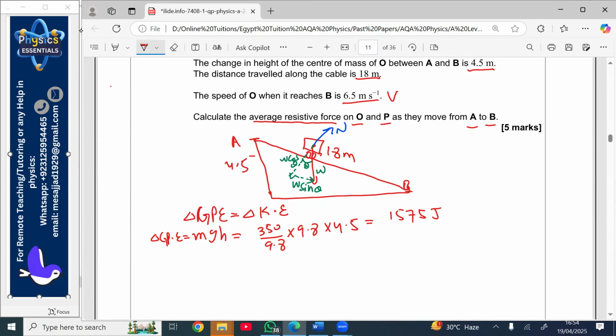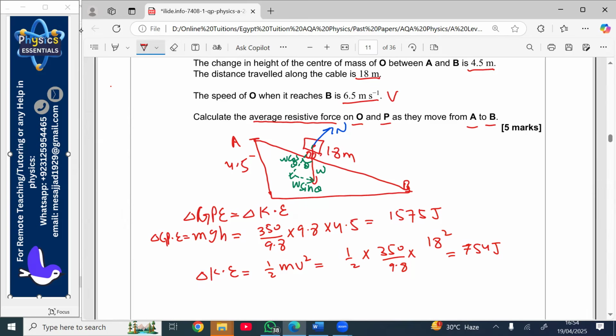Okay. Then what is the change in kinetic energy? The change in kinetic energy is half mv squared, and again half m is 350 divided by 9.8, multiplied by what is the speed? Speed is 18, so you're taking the square. When you're taking the square, it is going to be 754 joules.